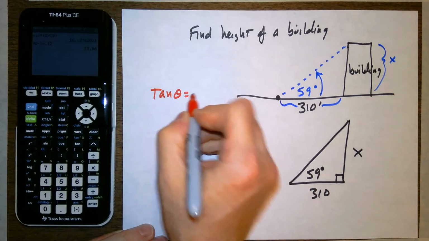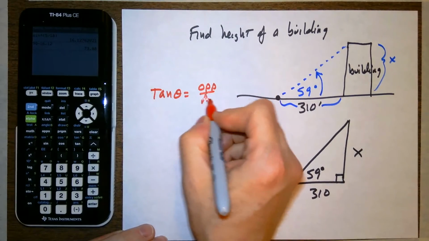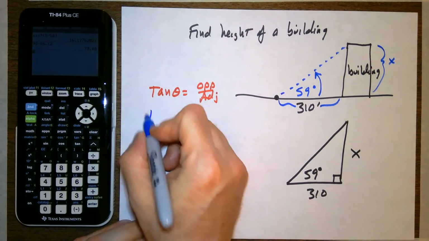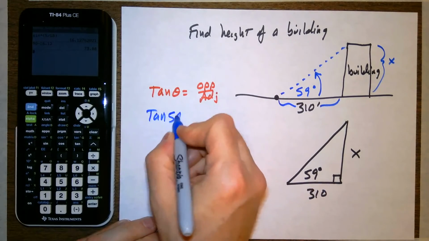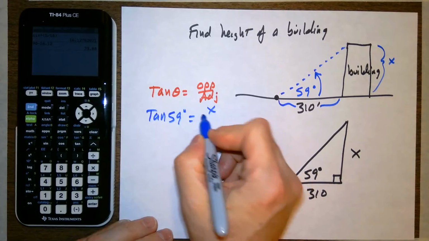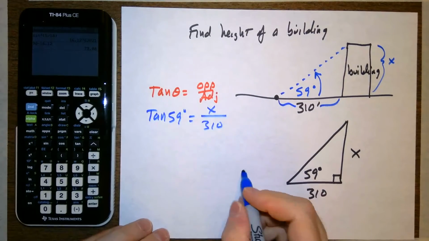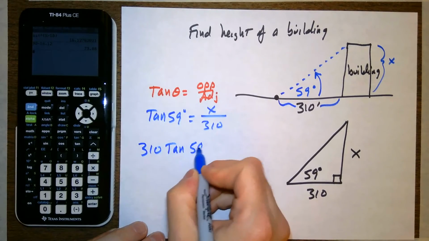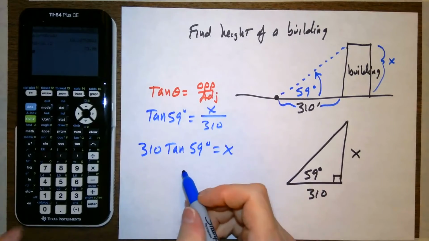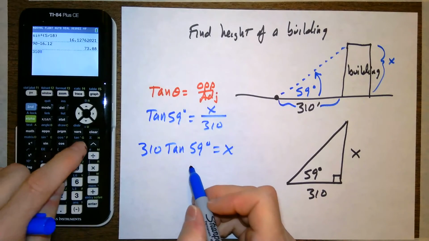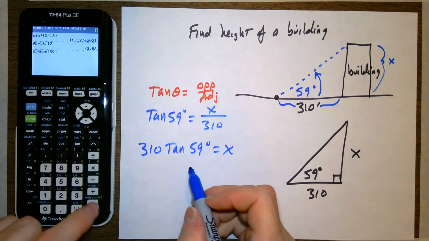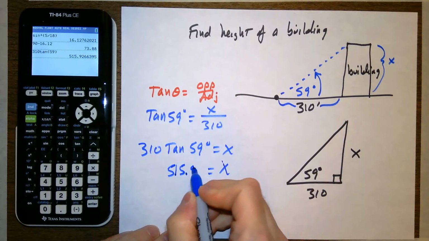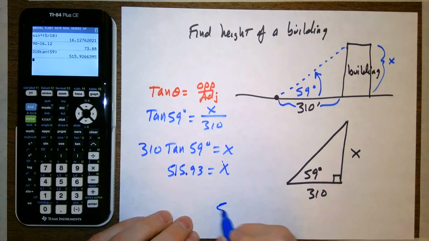The tangent of any angle is the ratio of the opposite side over the adjacent. Substituting into my identity, the tangent of, I know the angle, 59 degrees, is equal to the opposite side, I don't know that, over 310. Multiply both sides by 310. 310 times the tangent of 59 degrees equals x. Back to the calculator, 310 times the tangent of 59. X, the building height, is 515.93-ish.